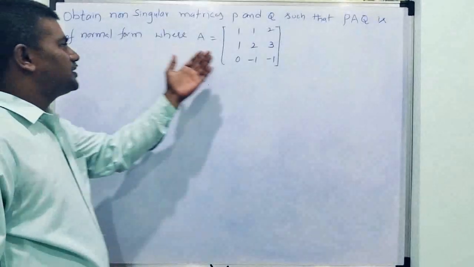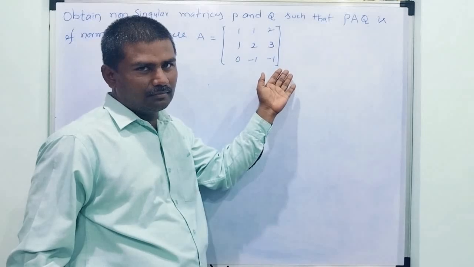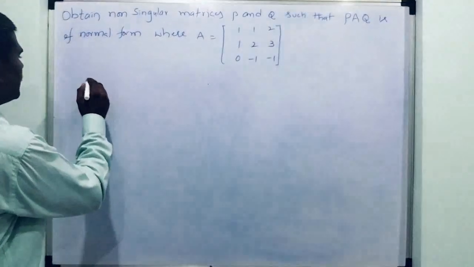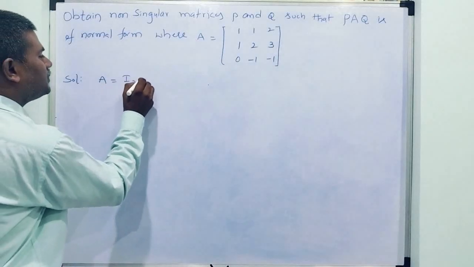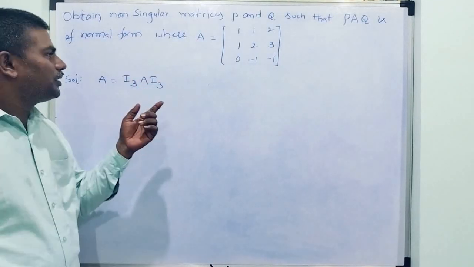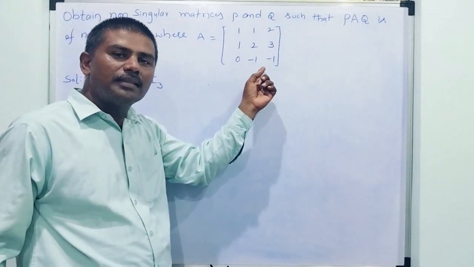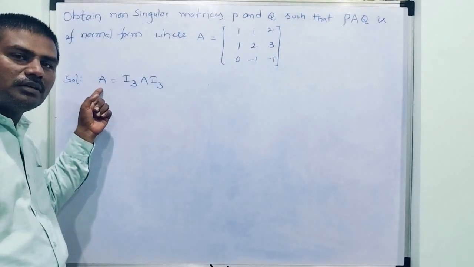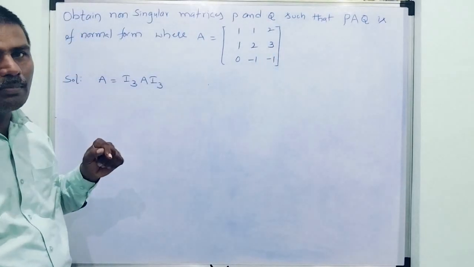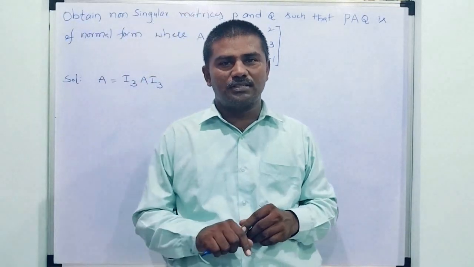Here you can see that this is the matrix which is given, of order 3 by 3. Now you will write A is equal to I3 times A times I3, because the number of rows in this matrix is 3 and the number of columns is also 3. Then you will reduce this matrix A into normal form by applying elementary row and column operations.